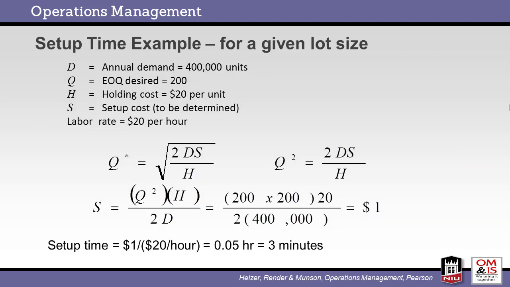For example, with an annual demand D of 400,000 units, a desired order quantity Q of 200 units, and an annual holding cost H of $20 per unit, we can determine the setup cost. The equation determines that the setup cost will be $1 per setup event. Since labor costs are $20 per hour, the setup time is determined to be 3 minutes.